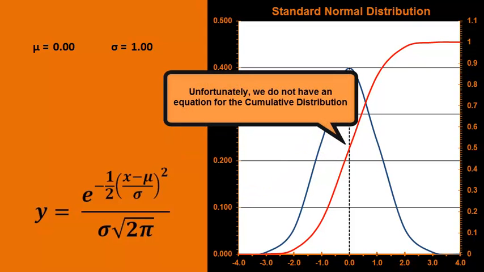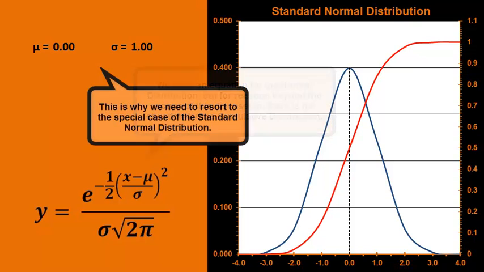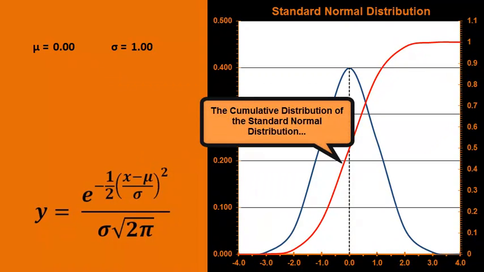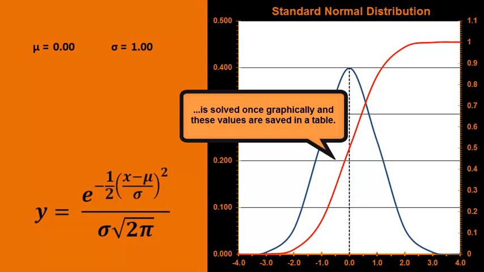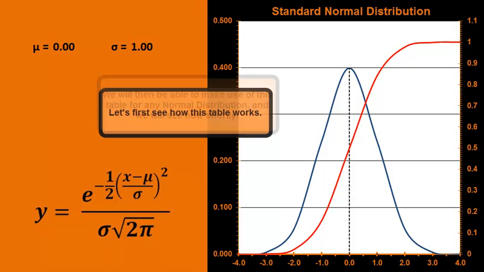Unfortunately, we do not have an equation for the cumulative distribution. We have an equation for the normal distribution, but for reasons beyond the scope of this discussion, there is no equation for the cumulative distribution. This is why we need to resort to the special case of the standard normal distribution. The cumulative distribution of the standard normal distribution is solved once graphically, and these values are saved in a table. We will then be able to make use of this table for any normal distribution, and we will see how shortly. Let's first see how the table works.